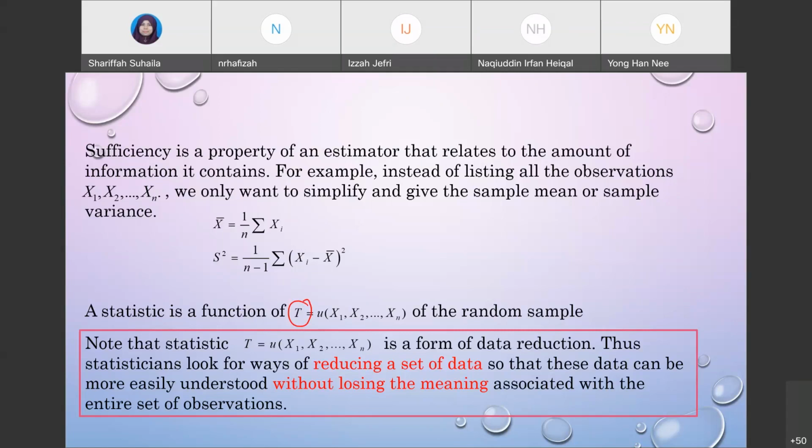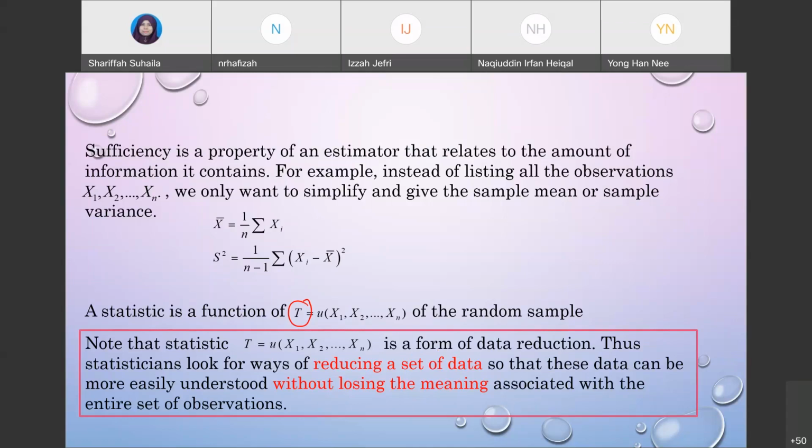Normally if you have a set of observations, we have x1, x2, ..., xn. So what do we do? We list all the values. And then we take the sample mean or sample variance to express the information contained in the sample. For example, your x bar is the summation of xi over n. And then we compute your sample variance.